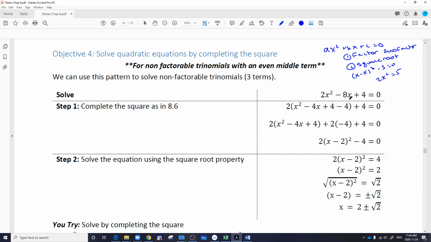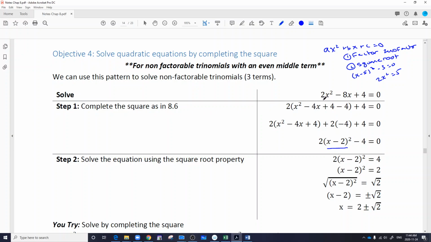But what I can do is solve this one by completing the square. I can make this a perfect square so that I can solve algebraically for x. So I can turn it into the square root method. So we've already practiced this. You guys already know how to solve by completing the square. It doesn't change. Step number 1, you're going to complete the square as in 8.6.